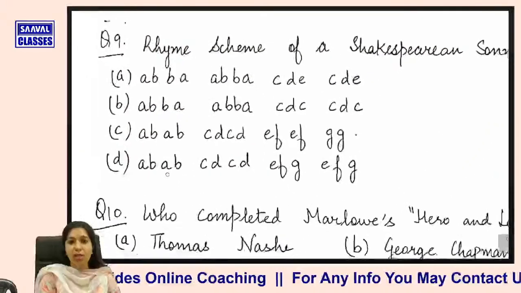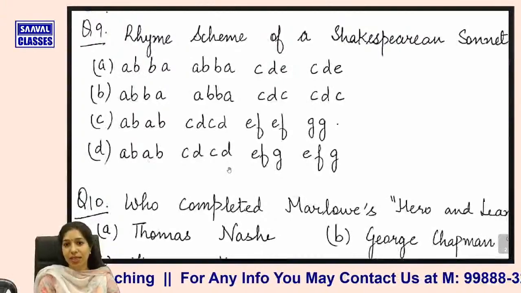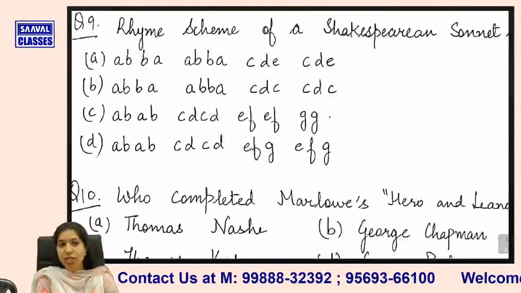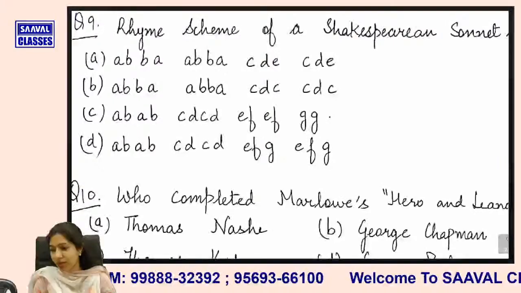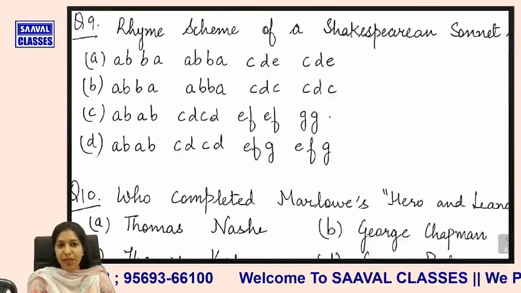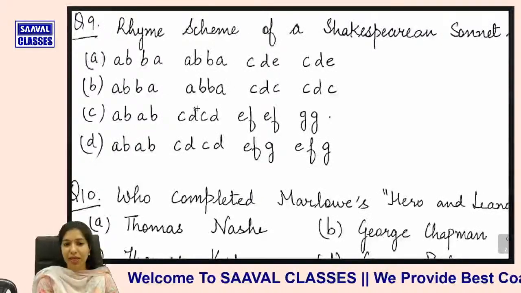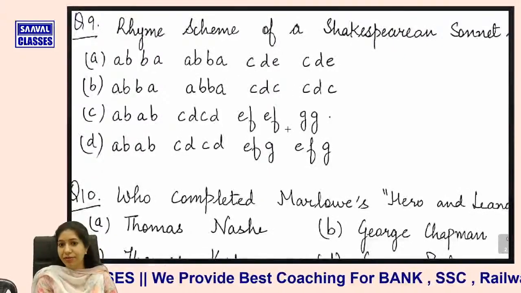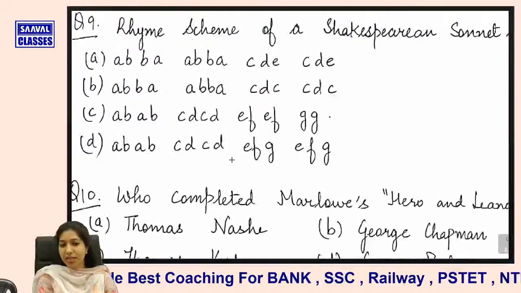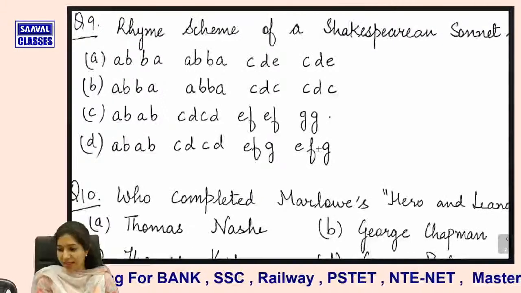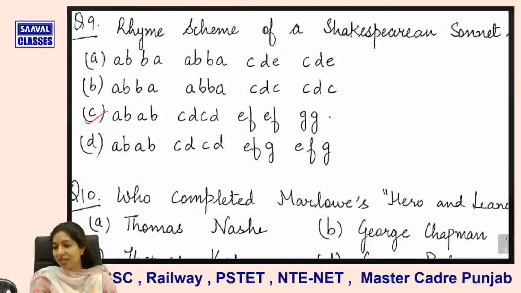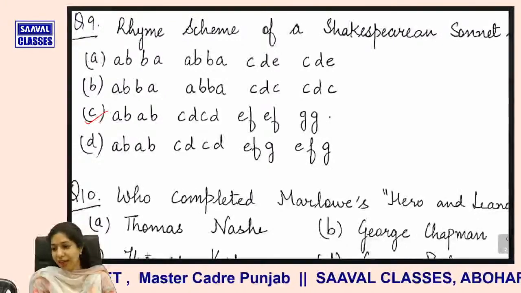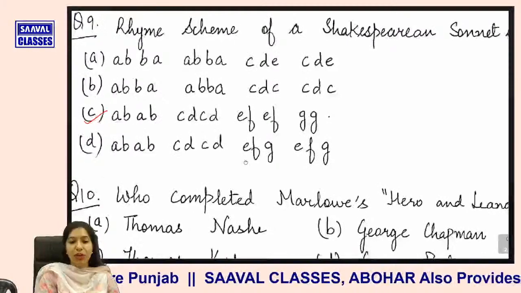Ninth question is, what is the correct rhyme scheme of Shakespearean sonnet? So you all have to tell me which is the correct rhyme scheme of Shakespearean sonnet. Is it A B B A A B B A, or A B A B C D C D E F E F G G, or A B C D C D E F G E F G? Yes, it is C. The answer C is correct. A, B, A, B, C, D, C, D, E, F, E, F, and G, G. Right? Moving on to the 10th question.